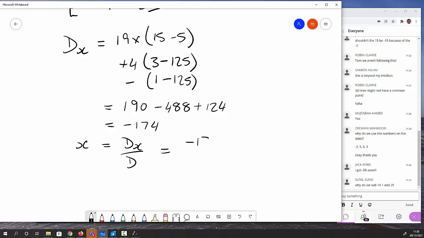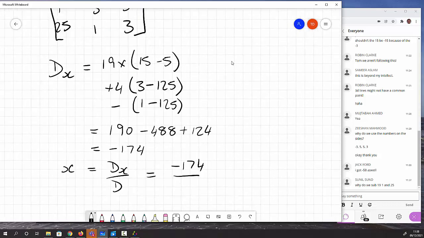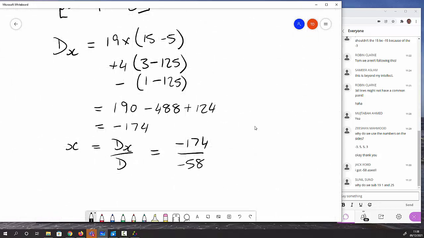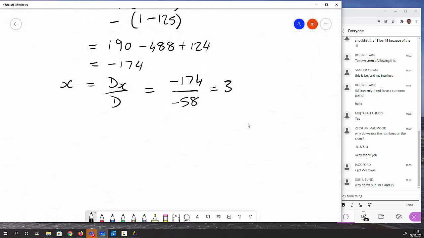to minus 174 divided by, now what was d? D was minus 58. 50 times 3 is 150, 8 times 3 is 24, 150 plus 24 is 174, so x is equal to 3. Okay, and that's found the x value. Now I'm not going to go through the matrices again because I think we've spent enough time on that.